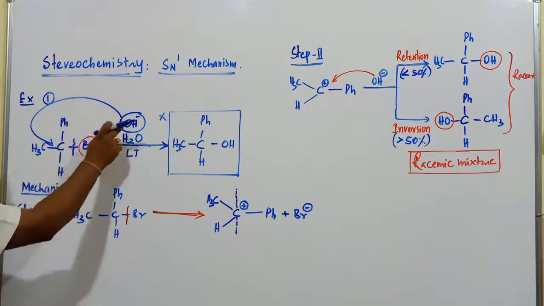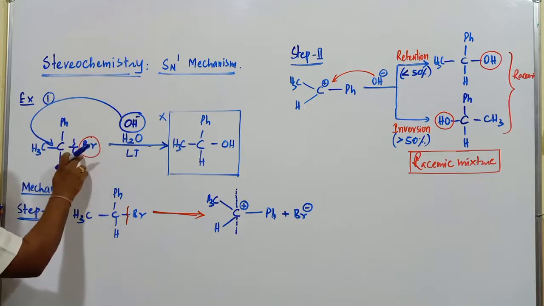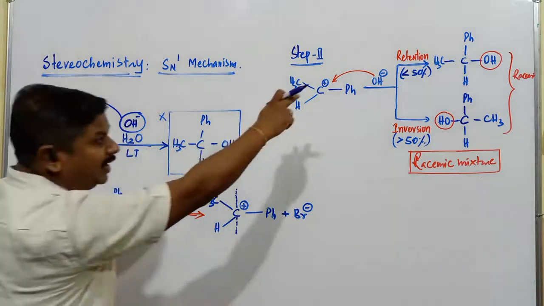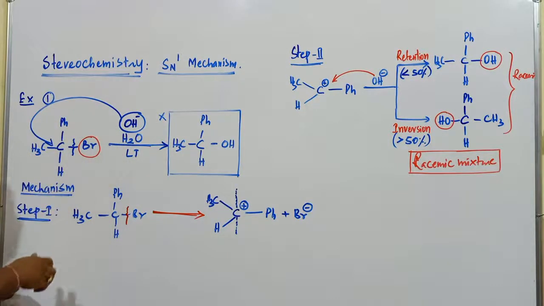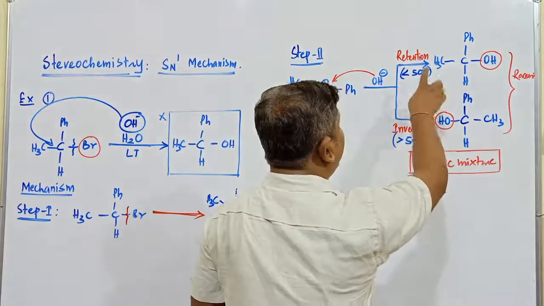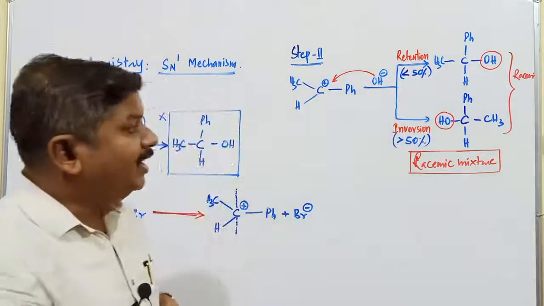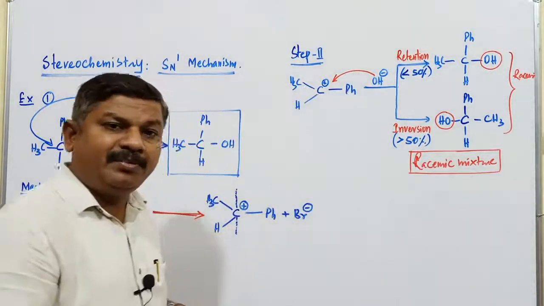Here it also attacks from the corresponding same side, but the percentage of attack from the same side is going to be very less compared to the attack of the nucleophile from the opposite side. Hence, inversion of configuration is going to be slightly greater compared to retention of configuration. So this mixture is commonly called a racemic mixture.